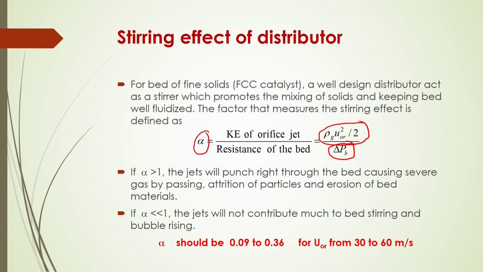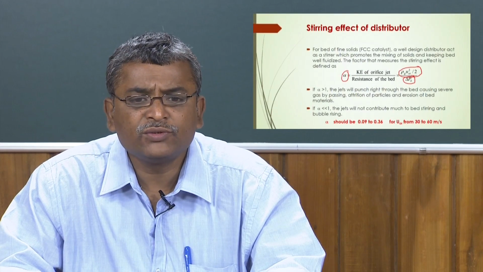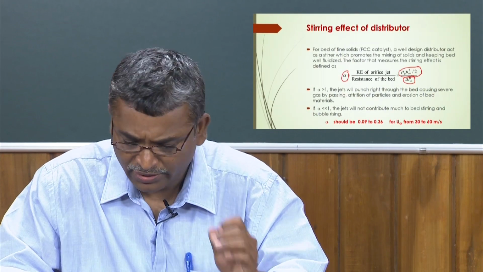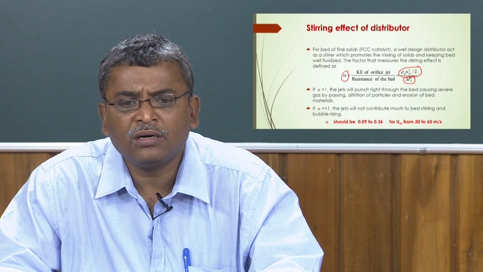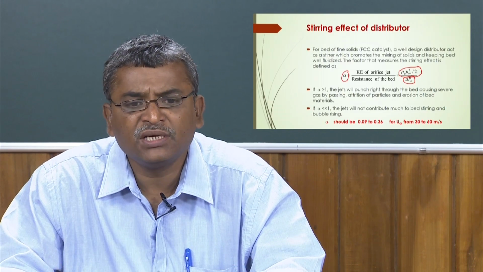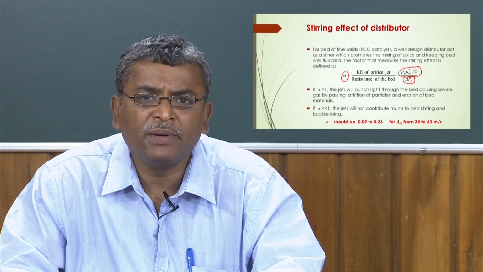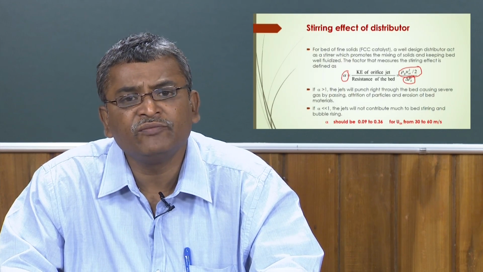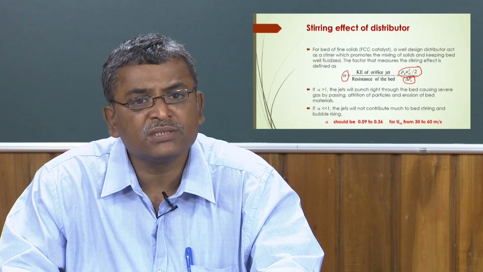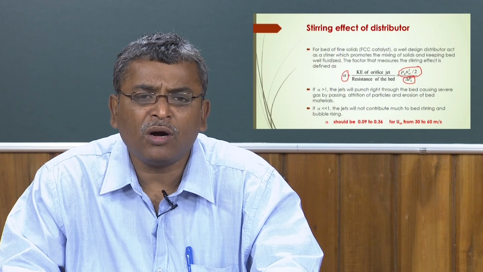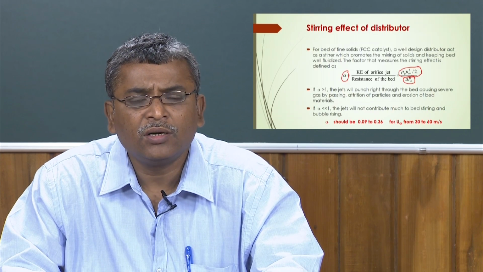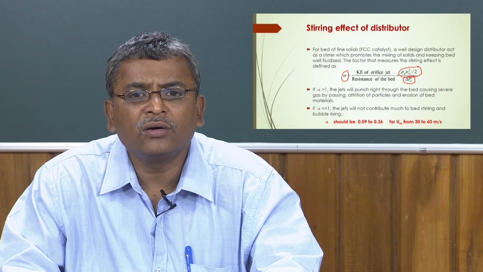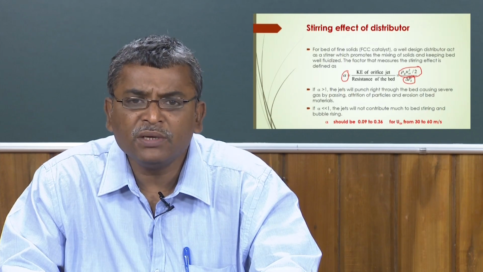If alpha is less than or equal to 1, even suppose the kinetic energy of the orifice jet is very small compared to the resistance of the bed, then the jets will not contribute much to bed phase mixing and also bubble rising inside the bed. In that case, it will also not be suitable if alpha is very much less than 1. So, there should be some optimized factor from which you can get a good distribution of the phases and good mixing inside the bed.